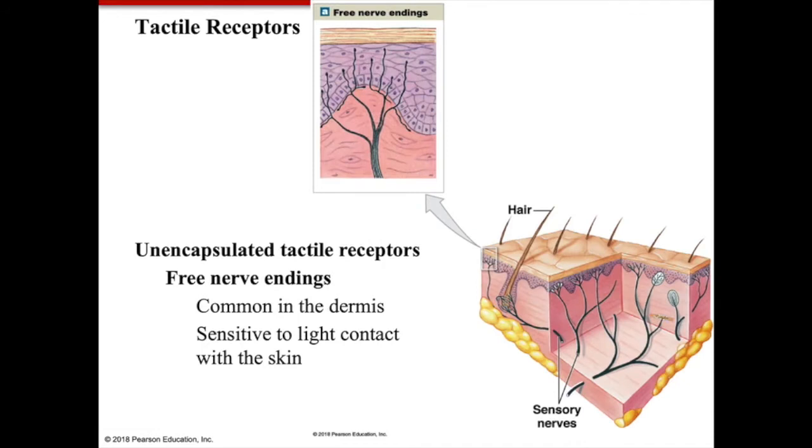So the first component of the tactile receptors are the free nerve endings. The free nerve endings are what we call unencapsulated tactile receptors. We spoke about the free nerve endings for pain. The free nerve endings may also detect other sensations. So you see they are very superficial, and they are a continuation of the neuron.